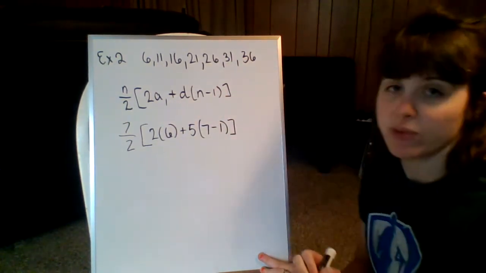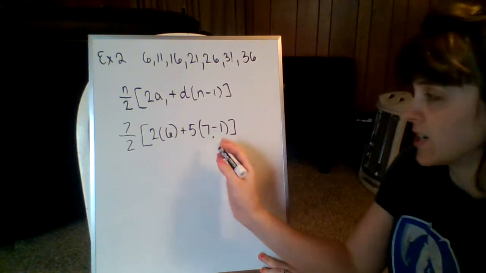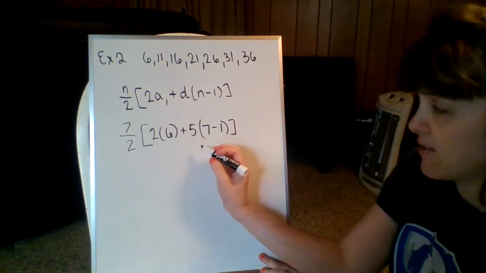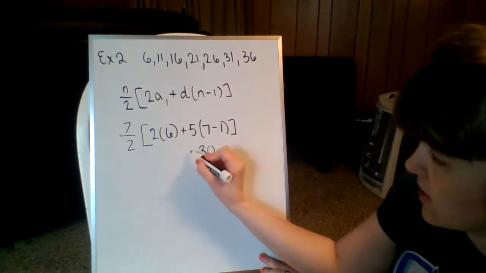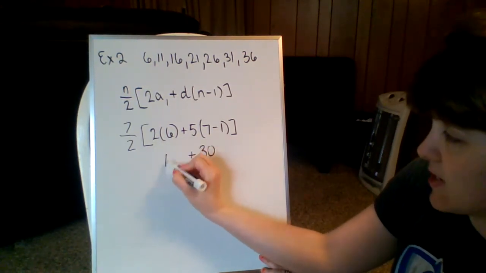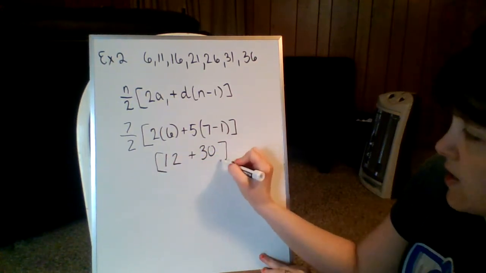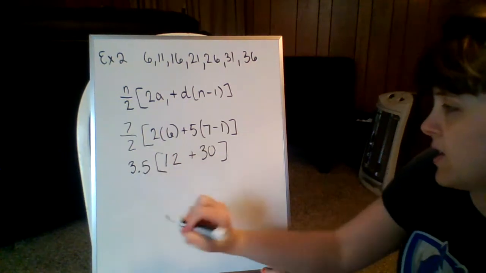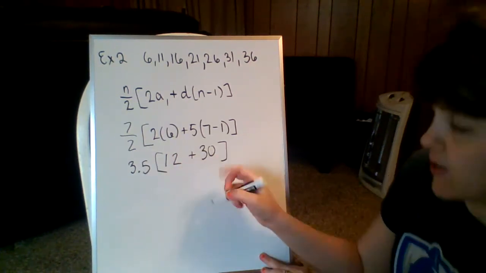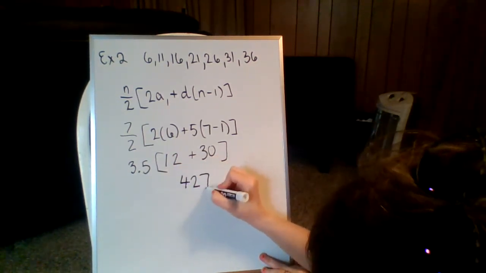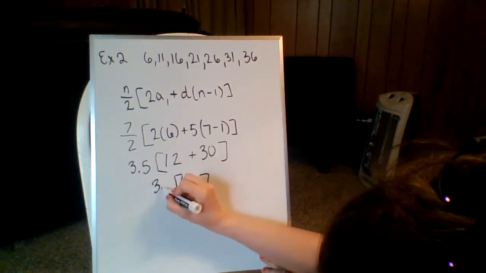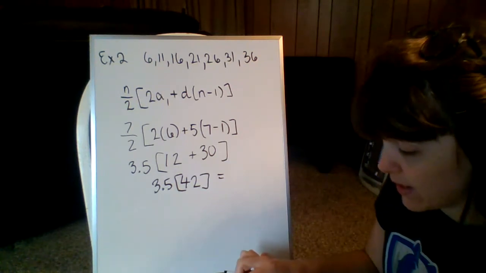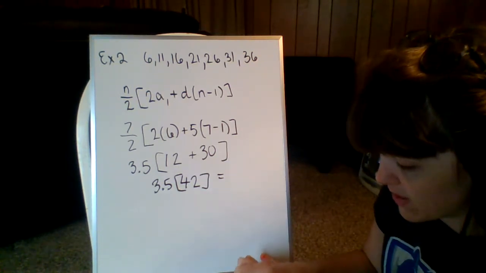And now we're going to simplify this. So we're going to start here. This would be 6 times 5. So 6 times 5 is 30. 2 times 6 is 12. And 7 divided by 2 is 3.5. Now, 12 plus 30 is 42. So we're going to do 42 times 3.5.